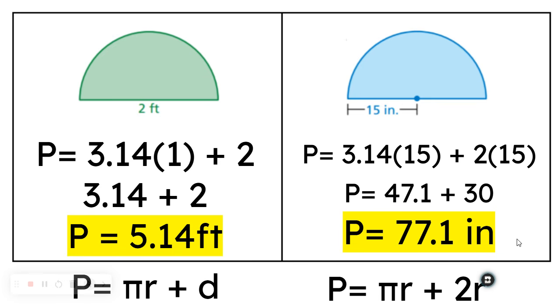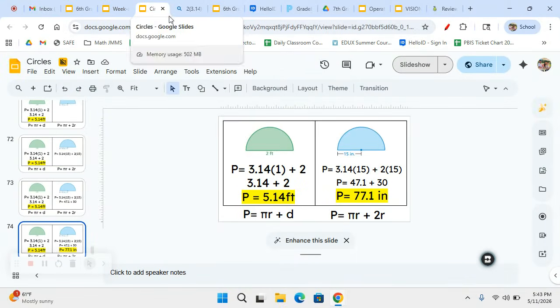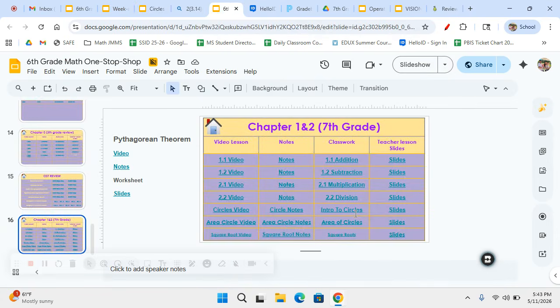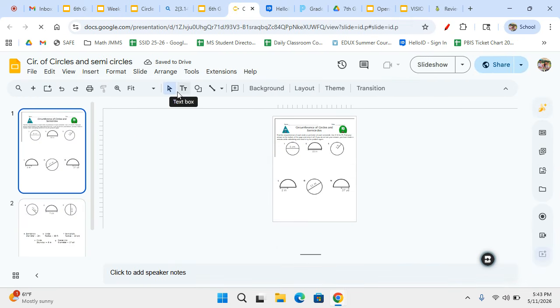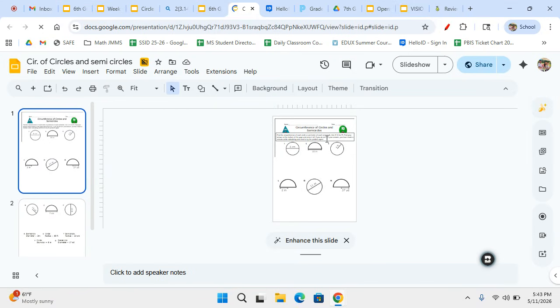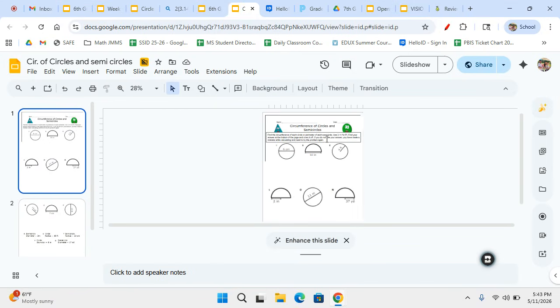So a lot of what you're going to do on today's worksheet is applying the formulas. I completely recommend that you keep your notes out in front of you so that you have access to your formulas. I want to show you today's worksheet. You are going to have circles and you're going to have semicircles, but you're finding the circumference or perimeter of either one.